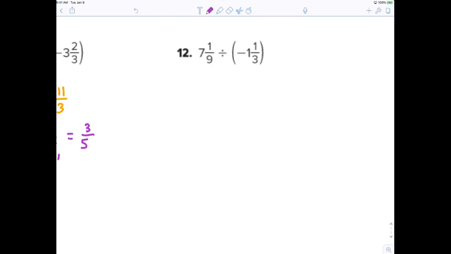Connor. Yes. For the first one, change it to a proper fraction, which is 64 over 9, divided by 4. Good job. Now, is my answer going to be positive or negative? Right, so I just like to put a negative so I don't forget. And then my problem is 64 over 9 times 3. Good job, buddy.